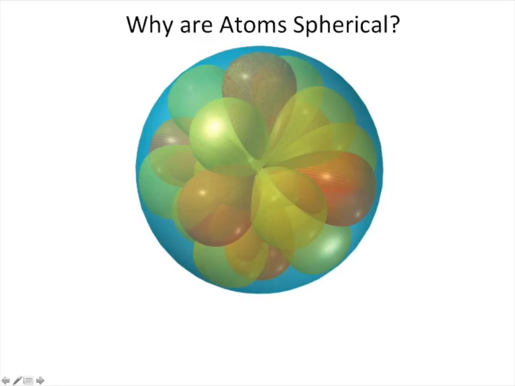Okay, last slide. Why are atoms spherical? Experimentally, atoms appear to be very spherical, but we have all these orbitals that are not spherical. And it's because when you look at the overall shape of the atom and all the orbitals around it, it does tend to average to a sphere. And so you can approximate atoms as spherical, and it's a pretty good approximation.